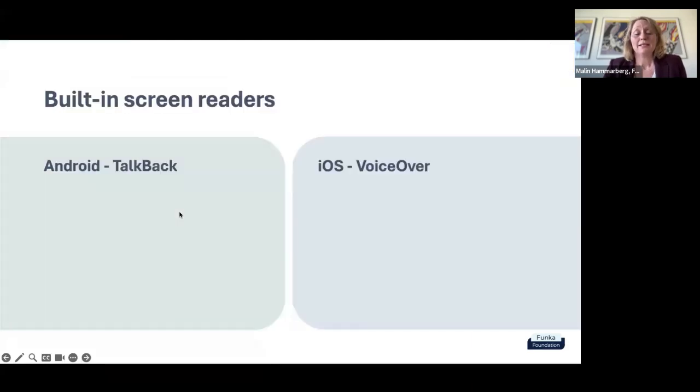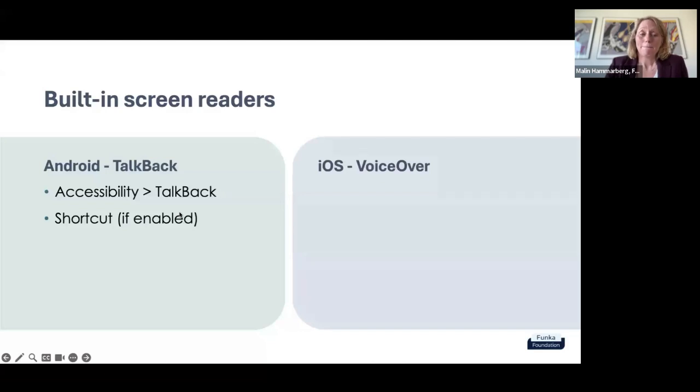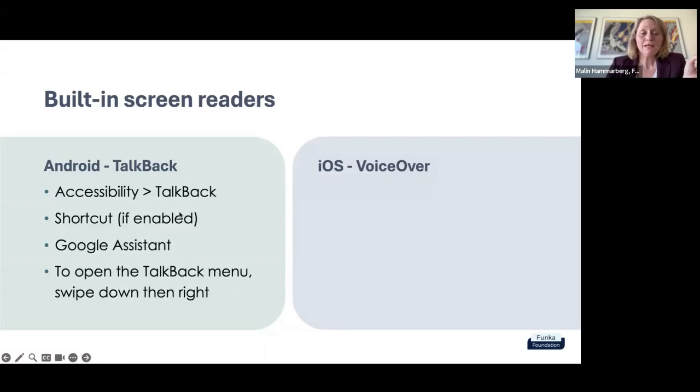If we start with tests with assistive technology, I recommend testing with the built-in screen readers in Android. It's called TalkBack. You can start it under Settings, Accessibility, and TalkBack. You can add a shortcut, which I always use. It's highly recommended. It's easy to turn on and turn off if you have that. You can turn it on with Google Assistant.